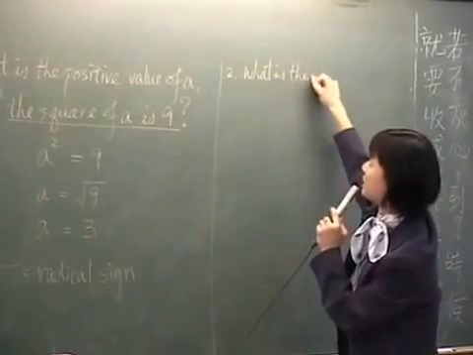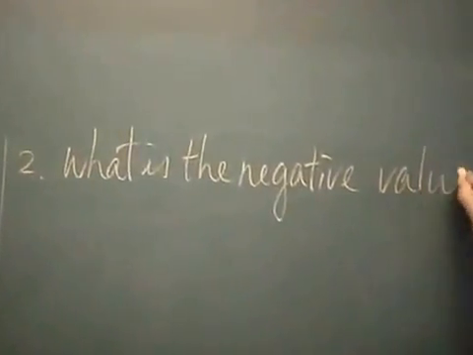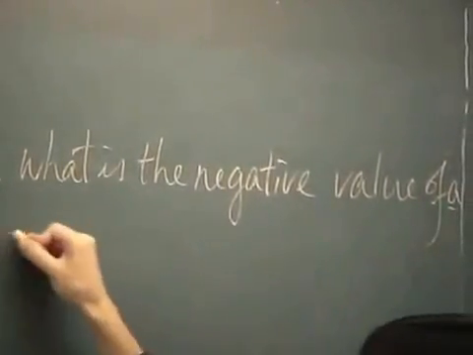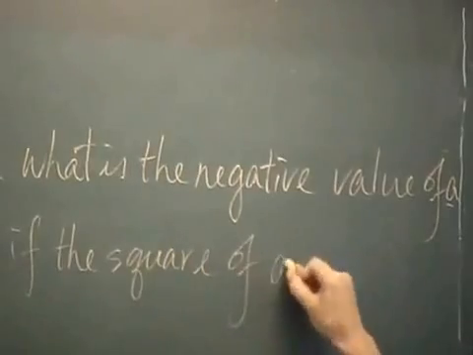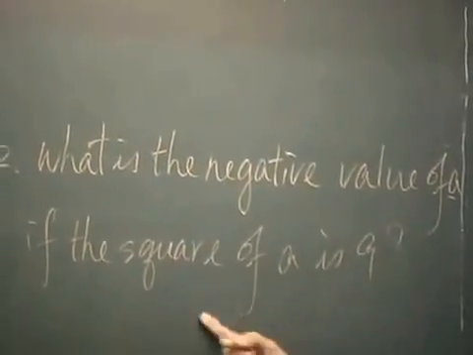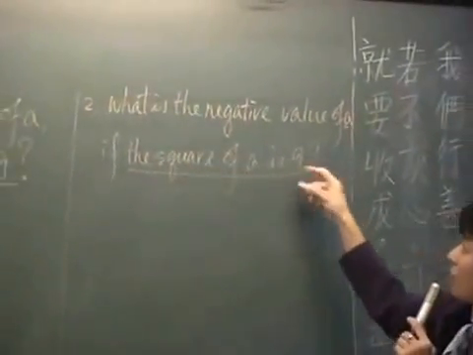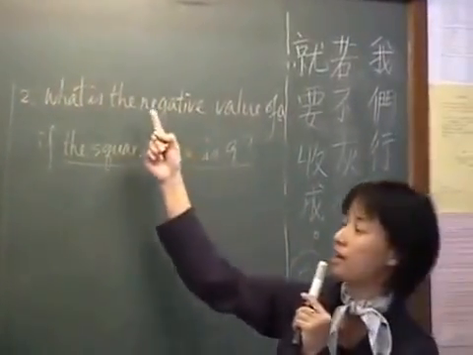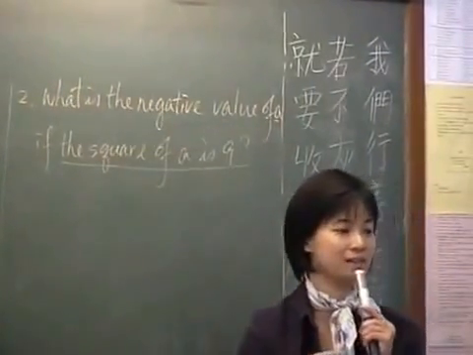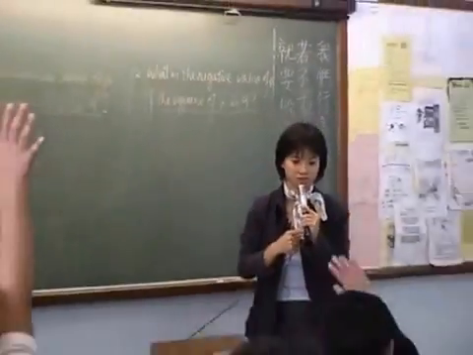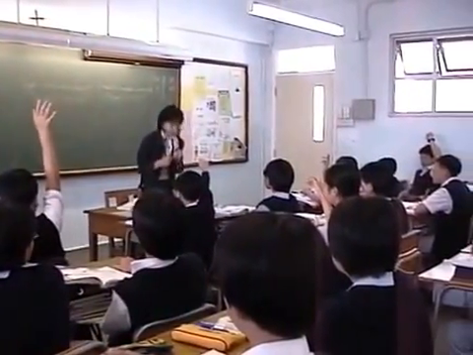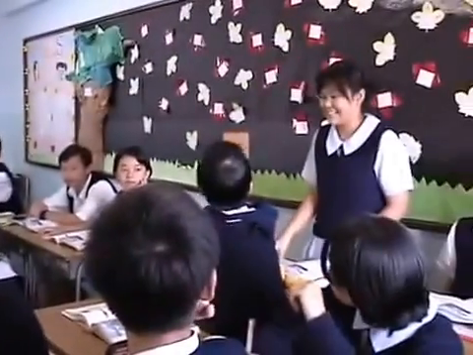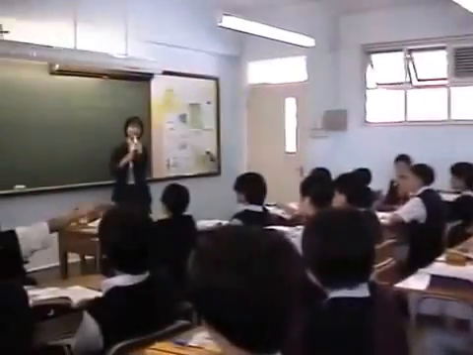What is the negative value of A if the square of A is 9? So the result is the same. The square of A is 9, but now you want to find a negative number. Can you find the answer? That's okay. Negative 3. So how can you find that? How can you find that?